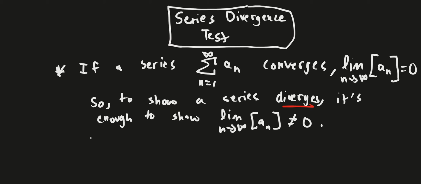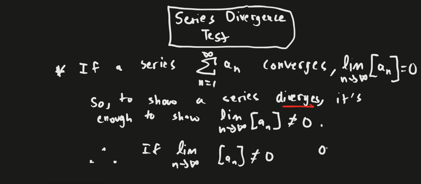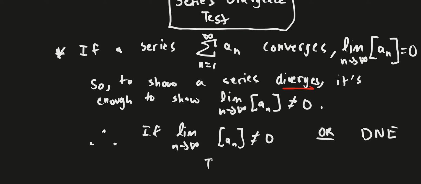So basically this says, I guess you could say, therefore, if your limit as n approaches infinity of a sub n is not equal to 0, or if this does not exist, DNE, then the series from n equals 1 to infinity of a sub n diverges.